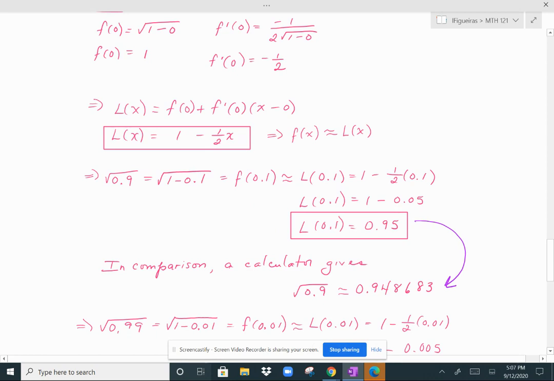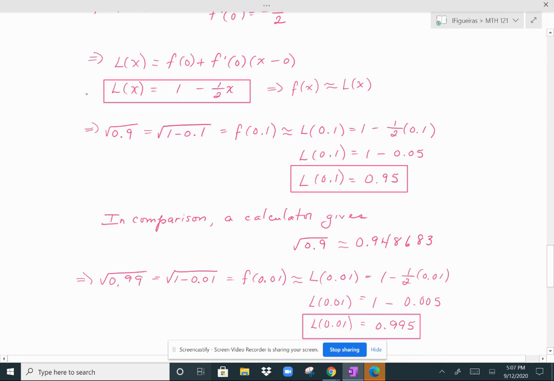So we're going to repeat the process. I'm going to use that same linearization equation that I found to approximate the square root of 0.99. Again, remember the function is the square root of 1 minus x. So what is x for that radical to equal 0.99? It has to be 0.01.